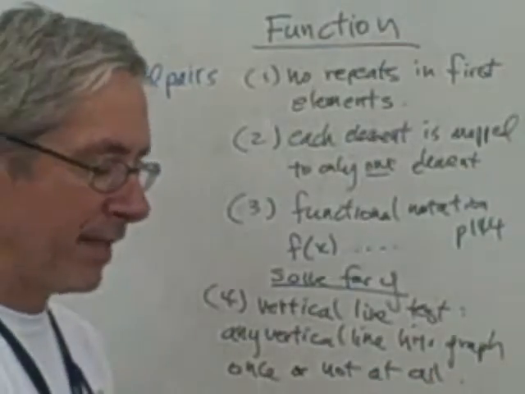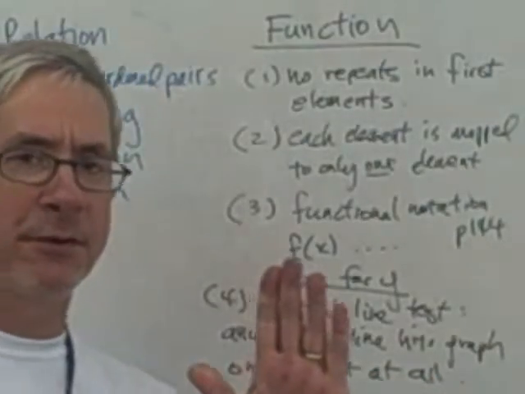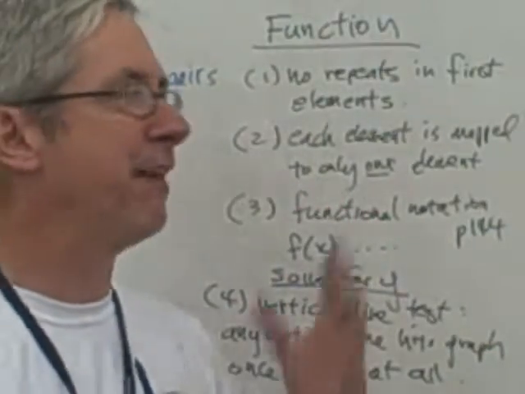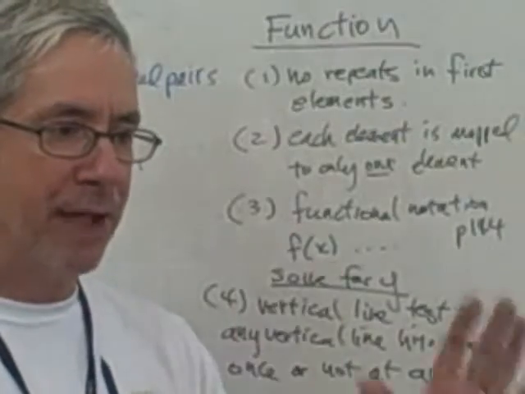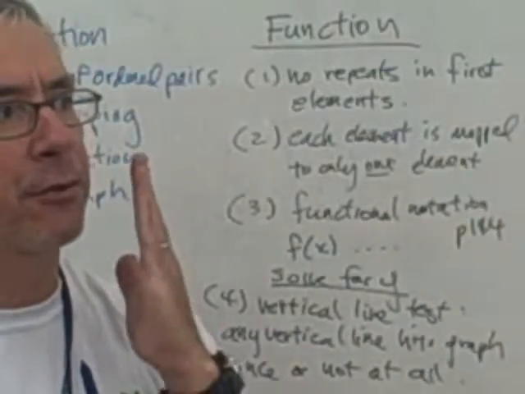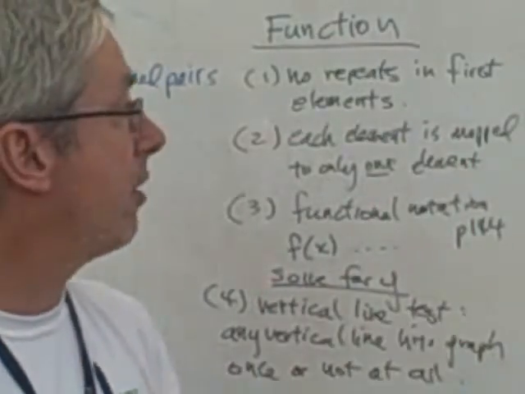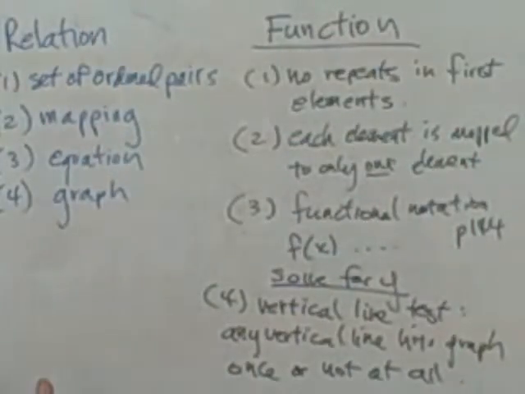So by thinking of it that way, if you find a vertical line that goes through the graph more than one time, then that's not the graph of a function. It failed the vertical line test. The graph of a function is such that if you imagine a vertical line moving through it, it only hits it one time, or it doesn't hit it at all. So a function is a particular kind of relation.